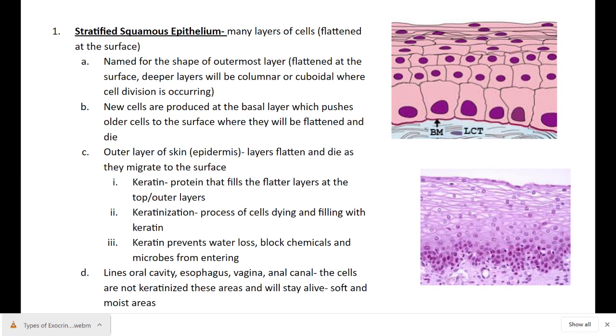Now, we also find them not just on the outer layer of our skin, but also in our oral cavity. So if we did a lab in biology where you scrape the inside of your cheek with a toothpick, we actually looked at stratified squamous epithelium. The vagina, anal canal, esophagus. Now, in those areas of the body, the cells are not keratinized. So only the cells of the outer layers of the skin, or the epidermis, are going to have that keratin filling those outer layers of cells.